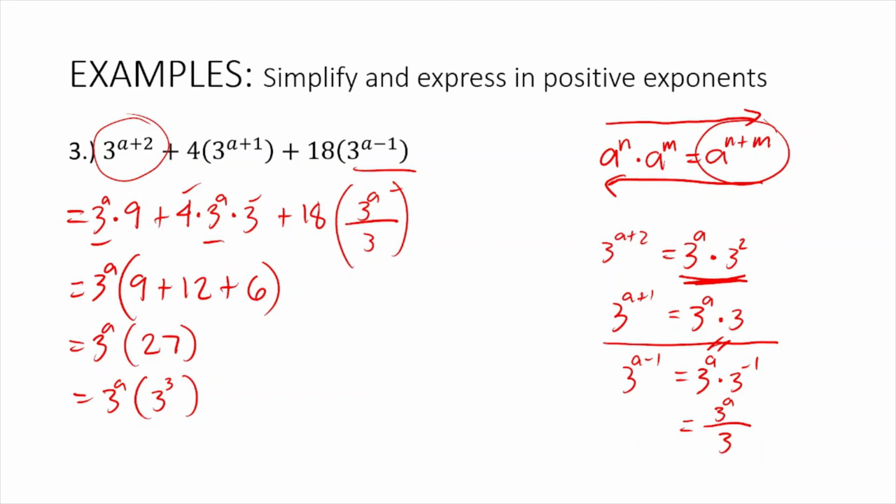Okay, and then we now have a product of two exponential expressions of the same base. So what do we do? We take the sum of the exponents. So that would be 3 raised to the power of a plus 3. Okay, so this is now the simplified version of this expression.